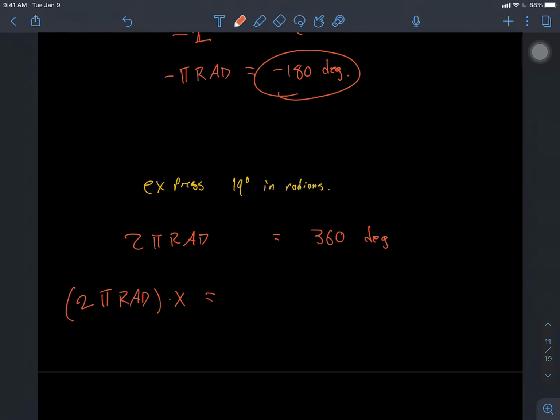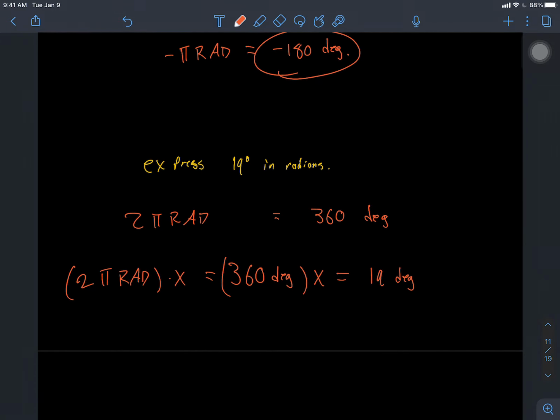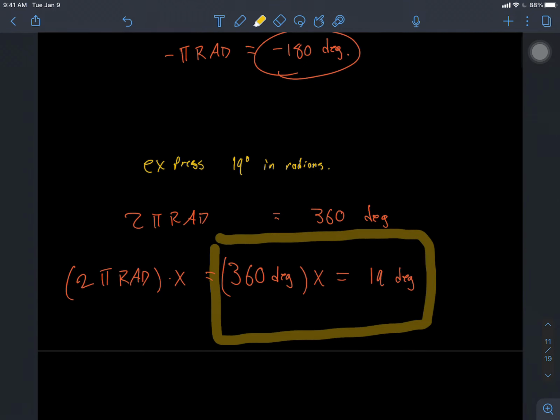And I want that to be equal to 360 degrees times x. And whatever I multiply, I want this to be equal to 19 degrees. Then if I go all the way to the left and figure out what this thing on the left is, I'll have what it is in radians. So I just need to figure out what this number x should be first. And I'm going to do that just by focusing on the right equation first.